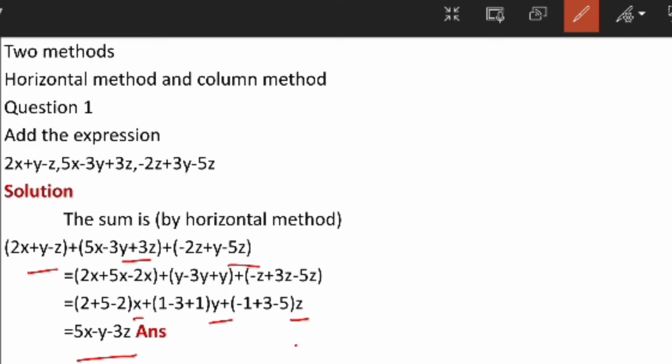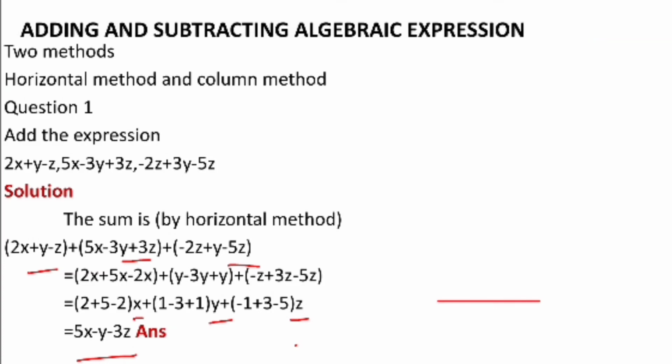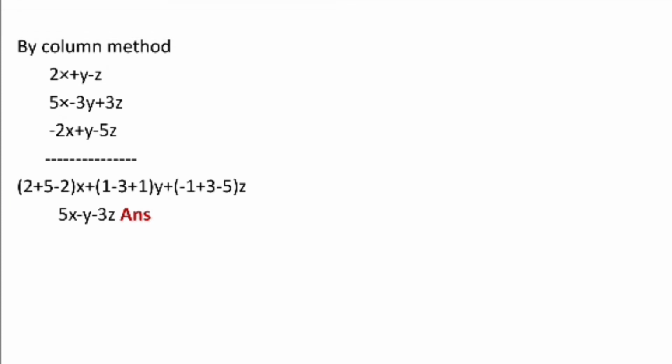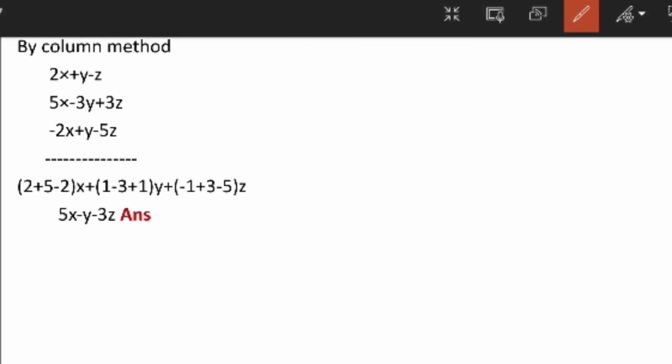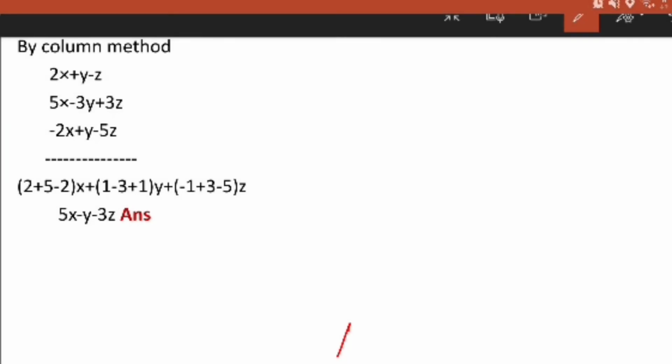Next we are going to see the column method. In the column method, we have to arrange each expression in ascending or descending power of the variable, and then write the expressions below that in such a way that all the like terms appear exactly below the corresponding terms, so that we can add the similar terms. That's why we have written 2x plus y minus z, below that 5x minus 3y plus 3z, and below that minus 2x plus y minus 5z.